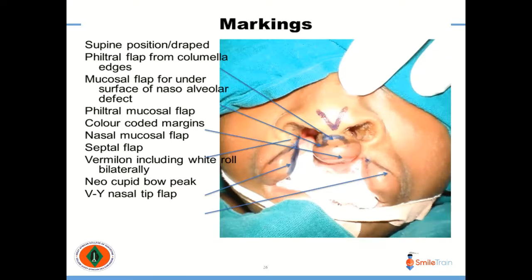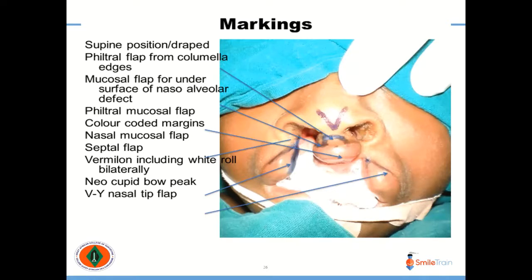You need to incorporate the white roll on this side and on that side, and then make sure that as you are taking the prolabial flap down, you don't leave the white roll behind. Otherwise, it's going to be a repair that doesn't look very good.